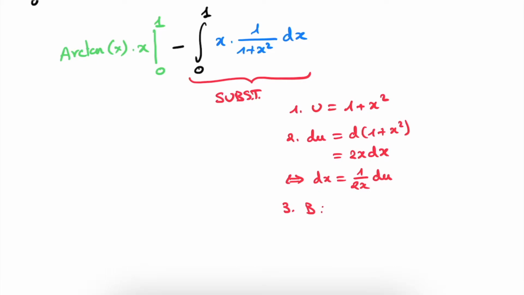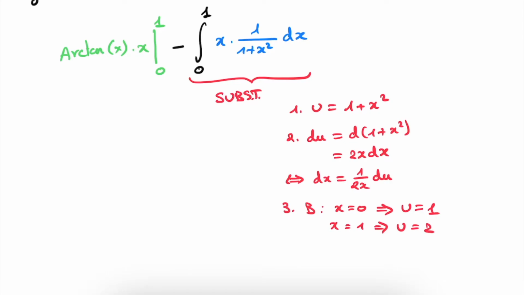And as a third step, we change our boundaries, because if x changes, then our boundaries also change. If x is equal to 0, so our lower boundary, this means that u will be equal to 1, because we just fill x is 0 in this equation. If x is equal to 1, our upper boundary, then u will be equal to 2.